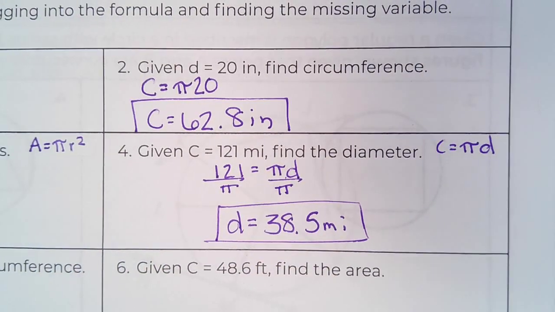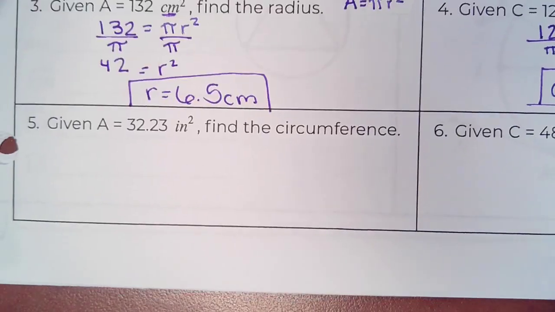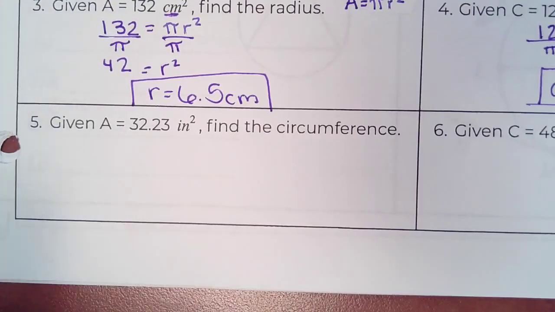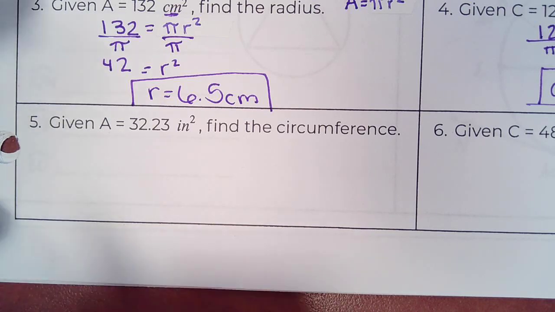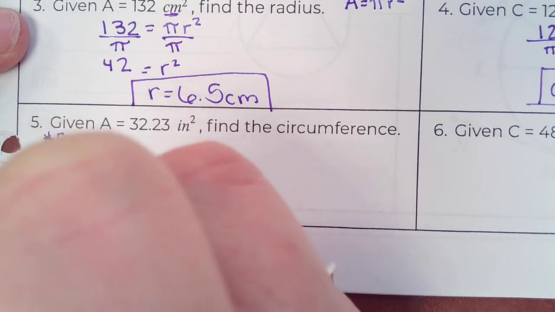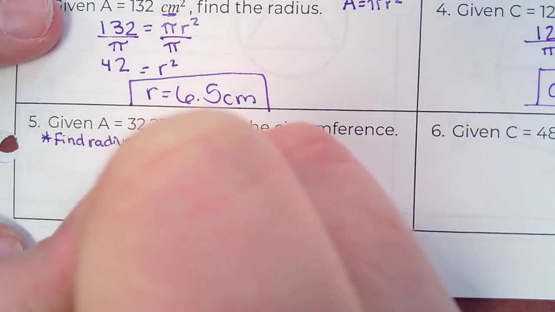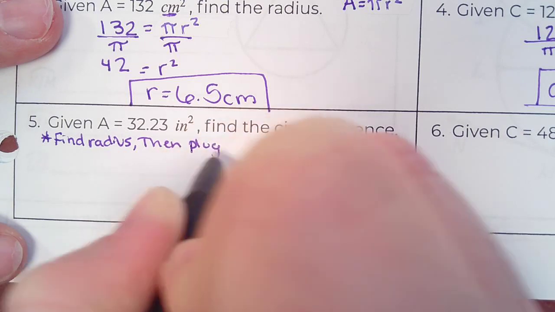Next one. So stepping it up a notch. Here is our area, 32.23. I want to find the circumference. So in order to do that, I need to first find r. So find radius. Then plug into circumference formula.